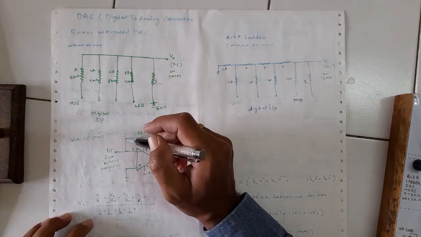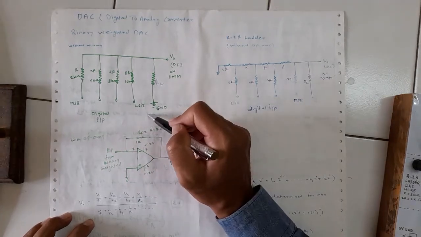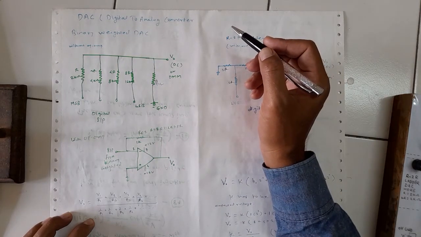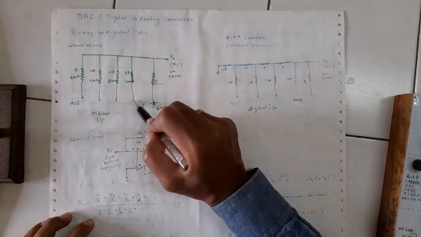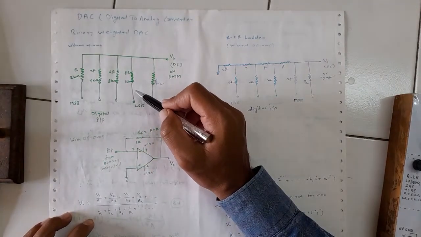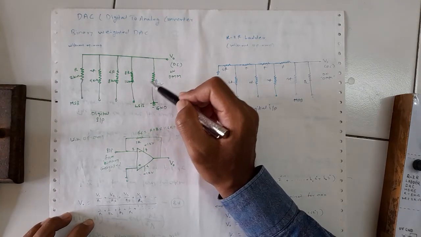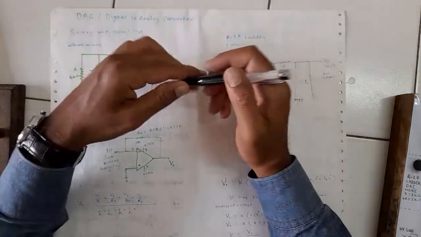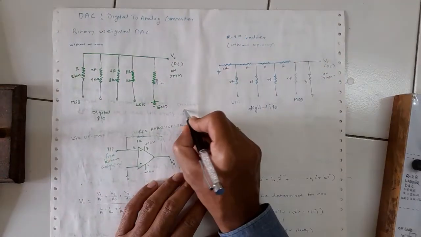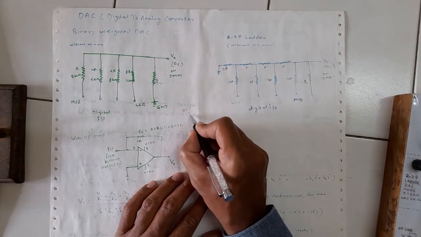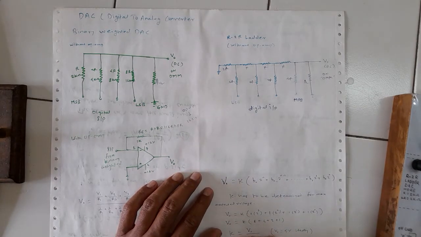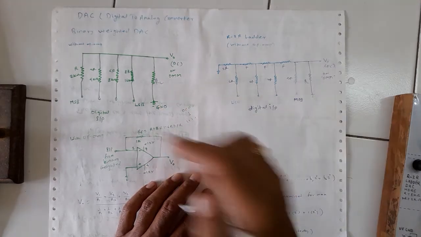Now if the least means 0000, and the highest means, how many bits are there in our conversion? Here there are 4 bits, so our signal will vary from 0000 to 1111, that is 4 times 1. So our signal is going to change from 0000 to 1111. This is a 4 bit signal we are trying to convert into an analog signal, so correspondingly we must get an analog signal.